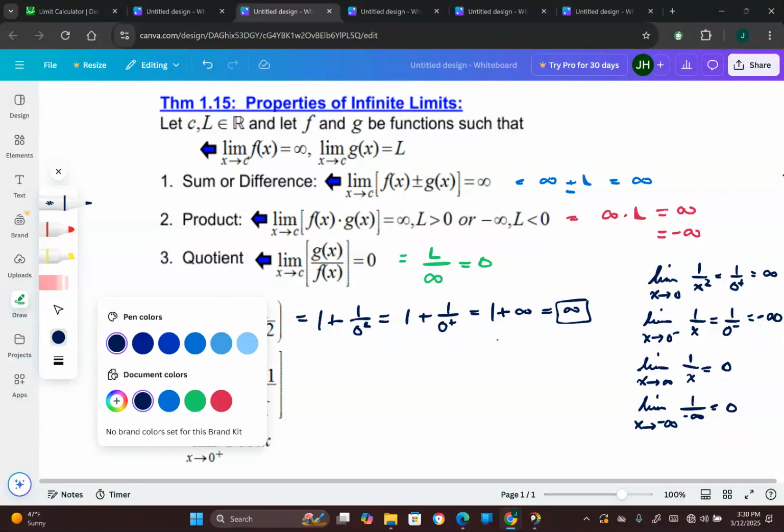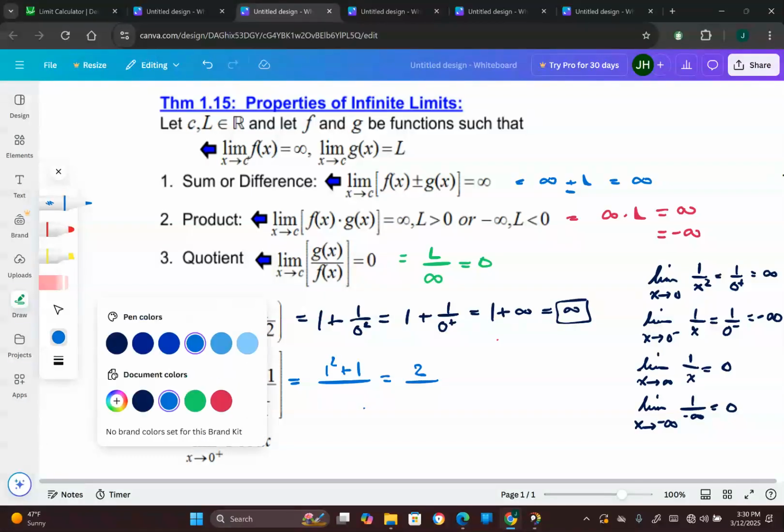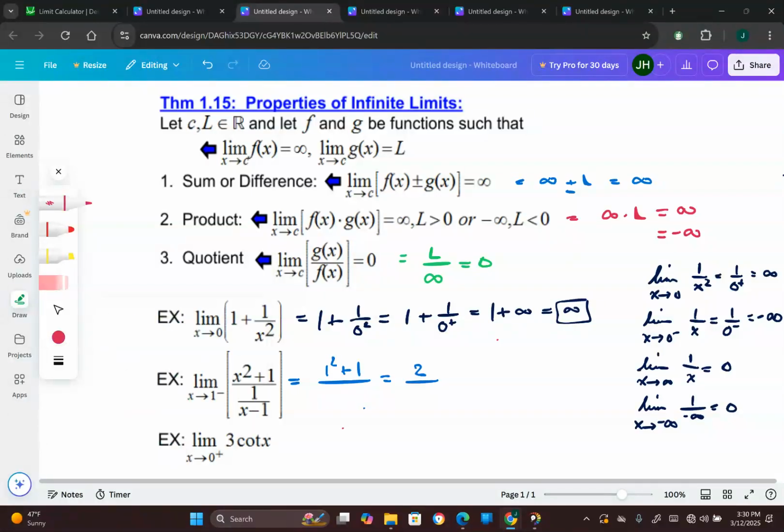Now I know to this next problem, there's going to be some more shortcuts. But what I'm going to do is I'm going to just plug in 1. If I plug 1 into the top, I get 1 squared plus 1. That comes out to be 2. Now, if I plug 1 into the bottom, I get 1 over 1 minus 1, which comes out to be 1 over 0. But wait a minute.